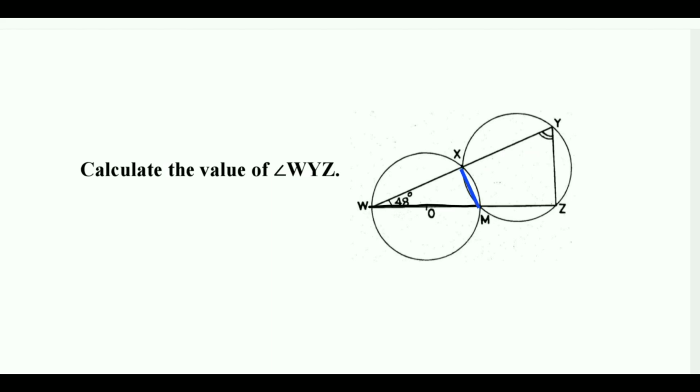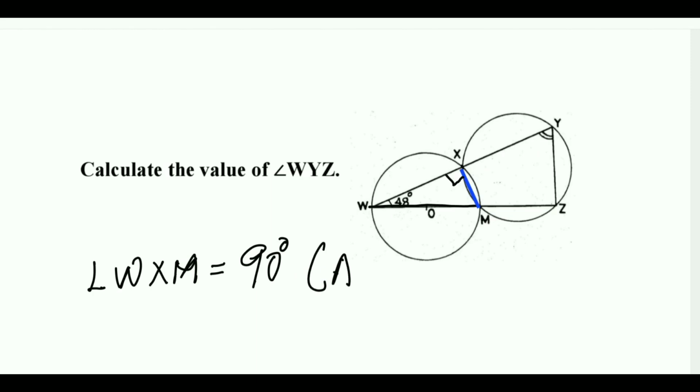Good. And so I have an angle formed on X. There is an angle that is formed on X, and that angle there will be at 90 degrees. The reason is angles in a semicircle. So I would say angle WXM is 90 degrees, and the reason is angle in a semicircle.